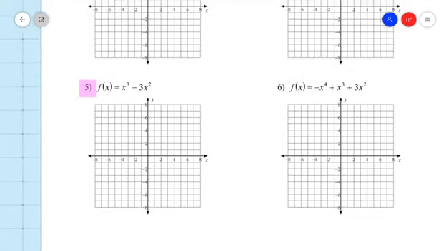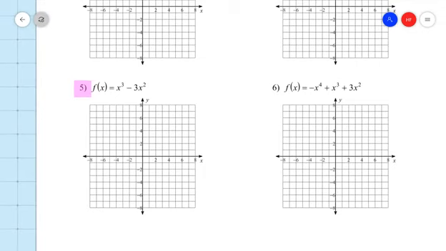The next one I'm going to do is number 5, and so we have f of x equals x cubed minus 3x squared. So I want to take out a GCF if I can, and I see that they both have a power of x. So I'm going to take out the smallest power between them, which would be an x squared, and I'm left with x minus 3. So in order to find my zeros, I would take each of those and set it equal to 0. So x equals 0, and we have x minus 3 equals 0, which tells me x equals positive 3. So x is 0 and positive 3.